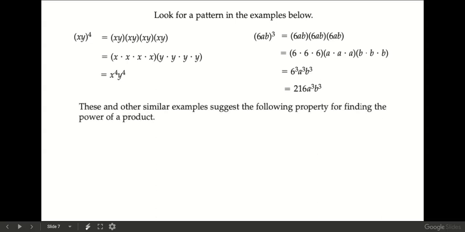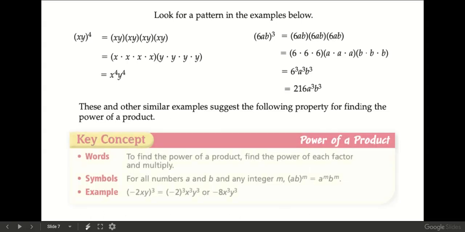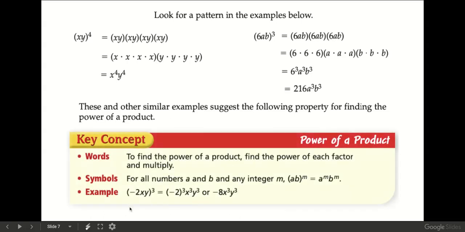So these and other similar examples suggest the following property for finding the power of a product. The power of a product suggests that you find the power of each factor and multiply. So if I had negative 2xy to the third power, I can apply the power of 3 to each one of those: negative 2 to the third power, x to the third power, y to the third power.